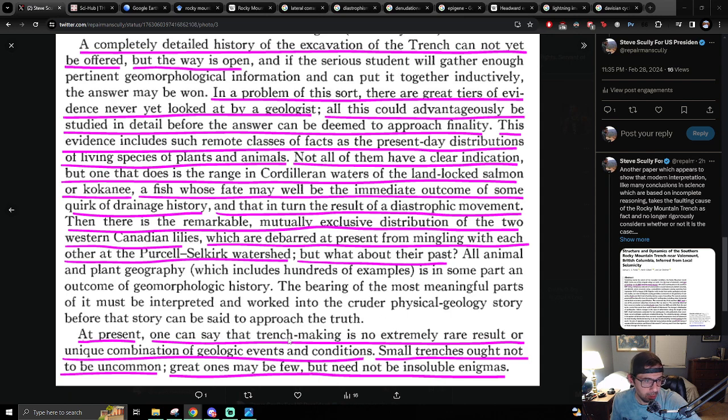At present, one can say that trench making is no extremely rare result or unique combination of geological events and conditions. Small trenches ought not be uncommon. Great ones may be few, but need not be insoluble enigmas.